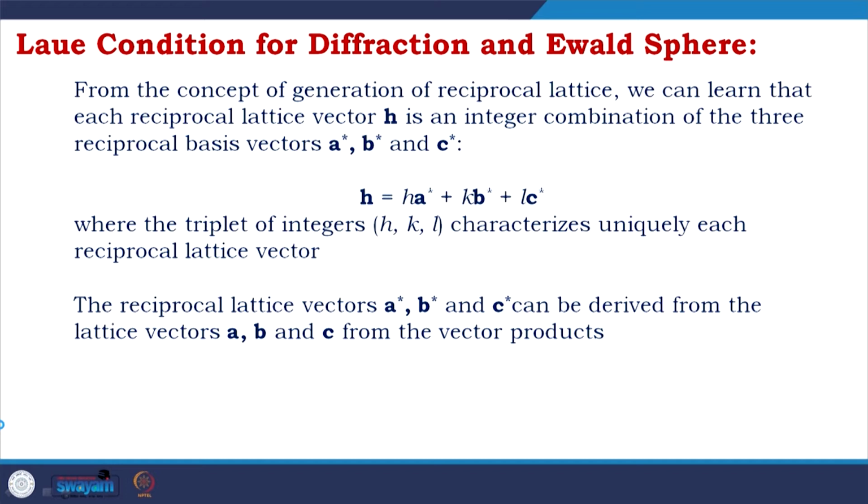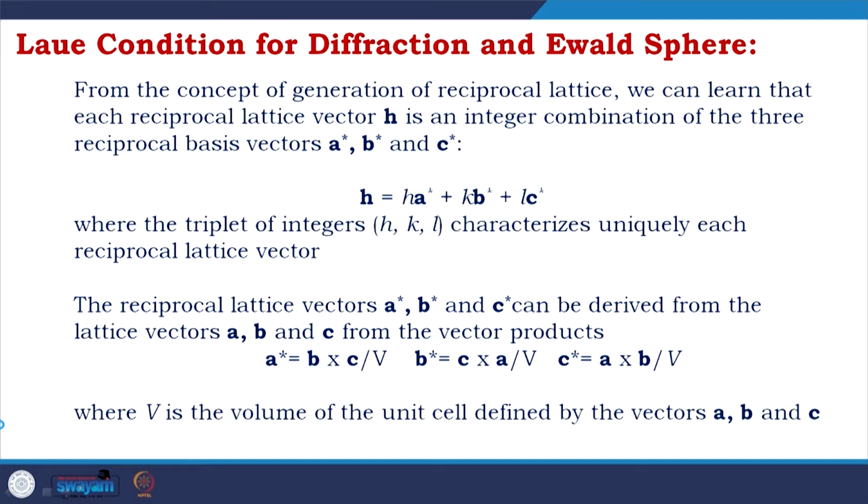The reciprocal lattice vectors A star, B star and C star can be derived from the lattice vectors A, B, C from the vector products of the real crystal. So, A star equals B cross C by V, B star equals C cross A by V and C star equals A cross B by V, where V is the volume of the unit cell defined by the vectors A, B, C in the real crystal.